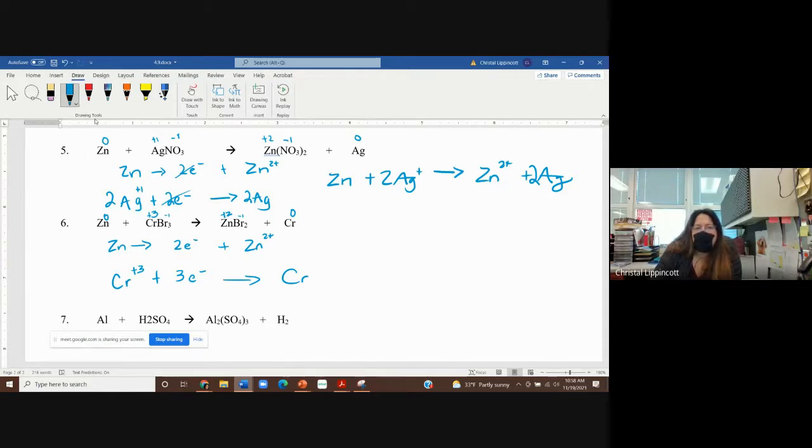All right, so then we've got to find that least common multiple. So here, that's going to be 6. So we're going to multiply everything on this by 3, and everything down here by 2.